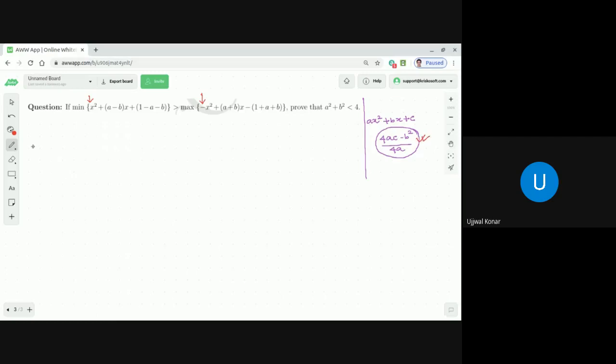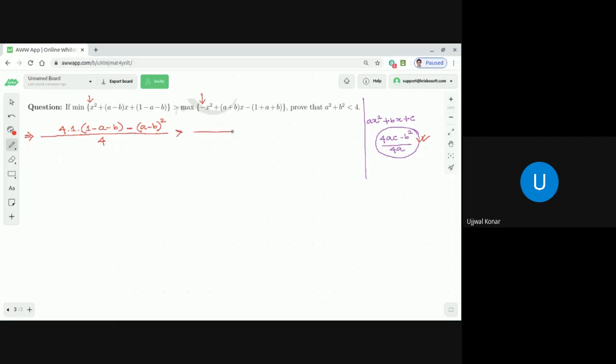So from this statement, what can we write, dear students? What is 4ac in context to the left hand side polynomial expression? So it is 4 into a, a is 1, and what is c? c is 1 minus a minus b, minus (a minus b) whole square. Correct or not, dear students? Divided by 4 into a, means 4. This is greater than what we are going to get, dear students.